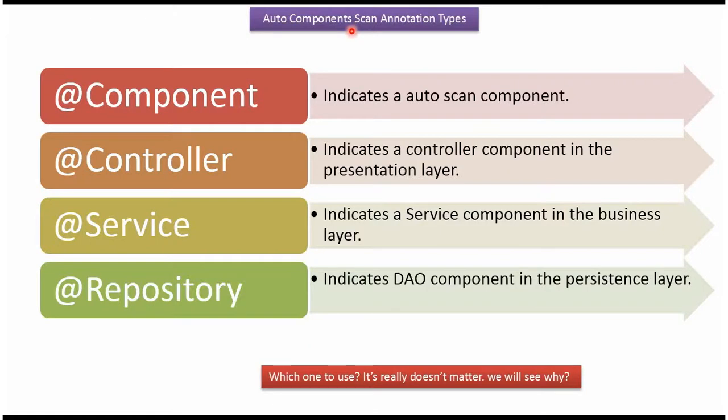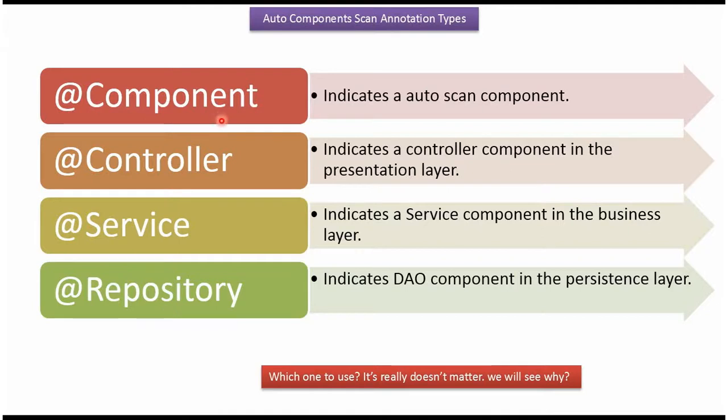In this video tutorial I will cover auto component scan annotation types. The @Component annotation indicates an auto scan component. The @Controller annotation indicates a controller component in the presentation layer. The @Service annotation indicates a service component in the business layer. The @Repository annotation indicates a DAO component in the persistent layer.